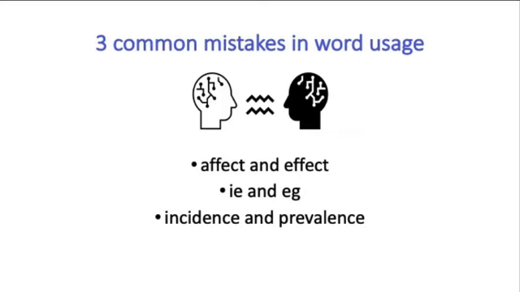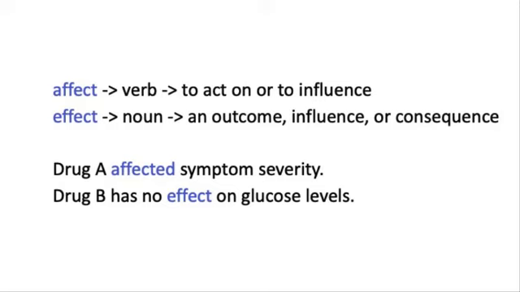Now I will give 3 examples of frequent mistakes in word usage. Just what is the difference between affect and effect? These 2 words are homonyms, words that sound alike but have different meanings. In this case, only one letter sets them apart. And to add to the confusion, both words can function as a noun or a verb. Knowing when to use each in a particular sentence can be a challenge.